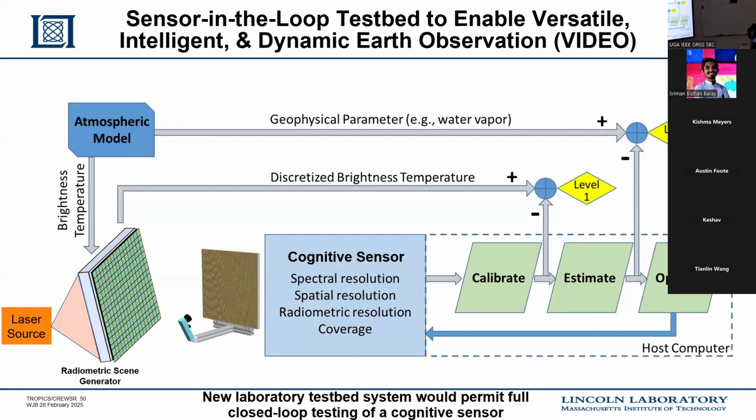Okay, so we're shifting gears a little bit here at the end. You might be wondering, how do you test such a system on the ground? How can you convince yourself that with all this configurability, you actually can realize a benefit? And how can you quantify the benefit? At the end of the day, what's the mission utility of this new sensor? So we've got a relatively new NASA program that we call VIDEO, where we're trying to build in a laboratory environment an ability to test the sensor.